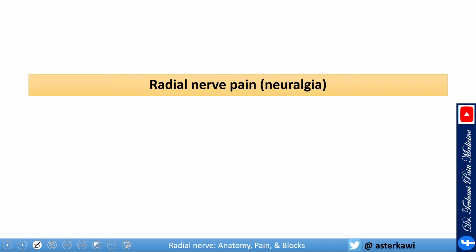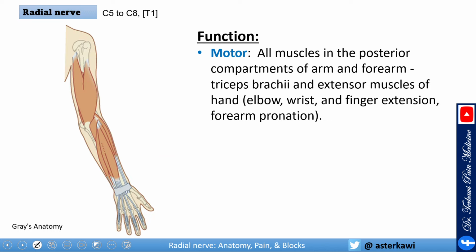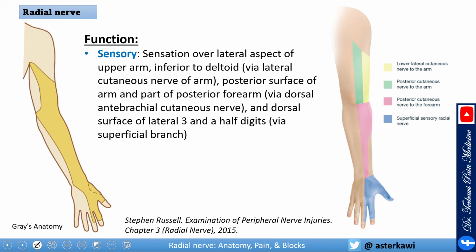Okay, I hope you have a good understanding of the radial nerve anatomy now. So let's dig deeper and talk about how the pain from the radial nerve manifests. Just a quick reminder that the radial nerve innervates all the muscles of the posterior compartment of the arm and forearm. So it's responsible for elbow, wrist, and finger extension and forearm supination.